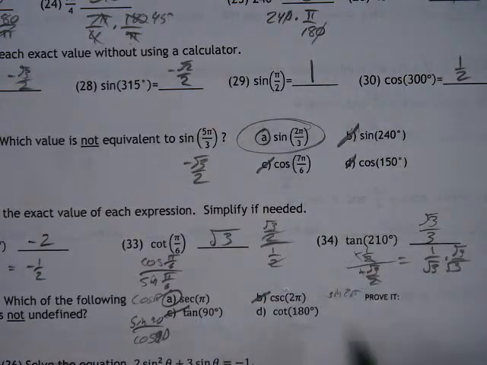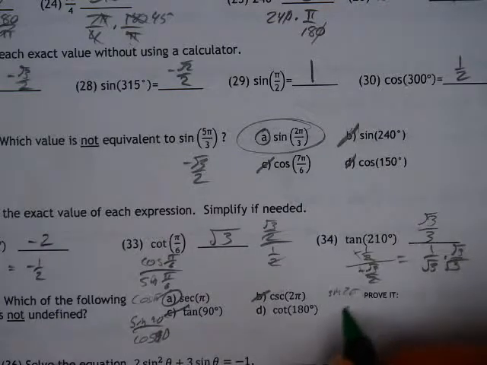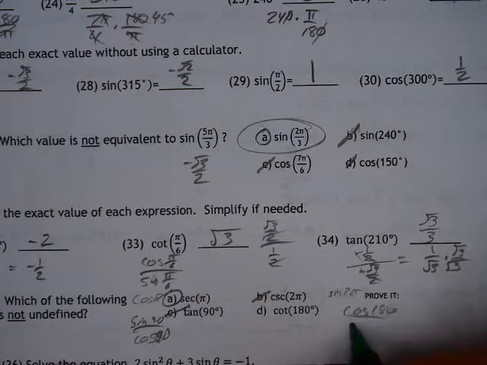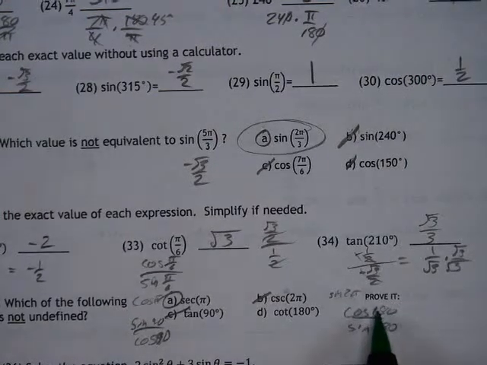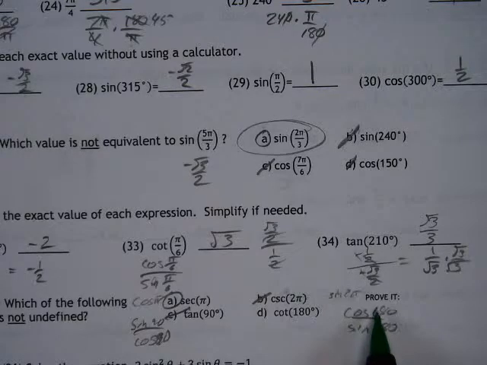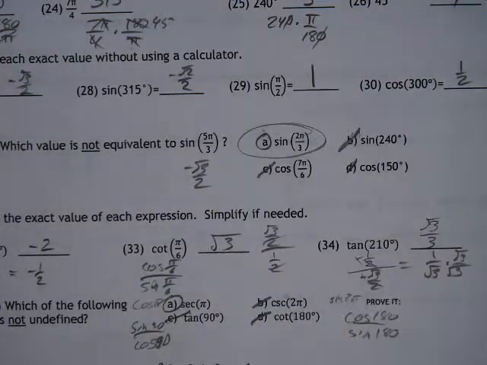Okay, and finally the cotangent. Cotangent is cosine over sine. Cosine 180 over sine 180. Okay, the sine of 180 degrees is 0. Doesn't matter what cosine is, it happens to be negative 1. But it doesn't matter because if you have 0 in the denominator, that is undefined.